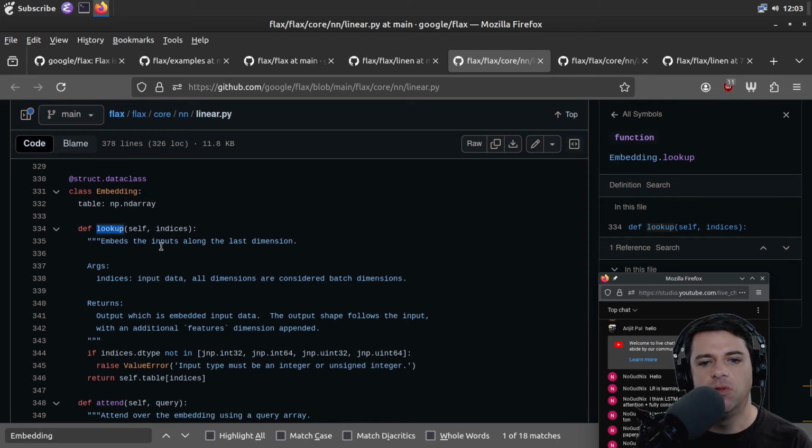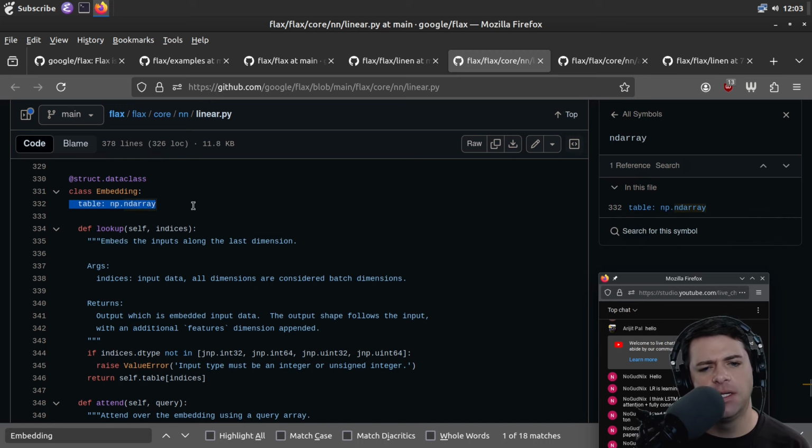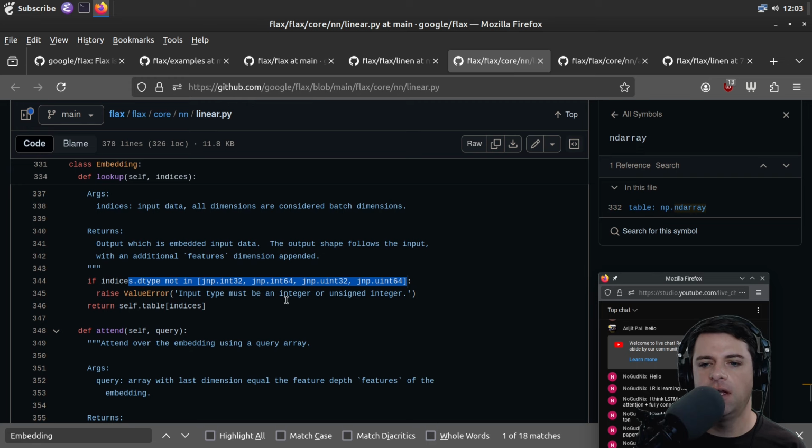Some lookup function embeds the inputs along the last dimension. I don't know what last dimension is. I'm guessing maybe in the NumPy array. Is that where they are in memory essentially? And we look at indices and check if they're not one of these floats, or rather ints. And if they're not, then we bail out.